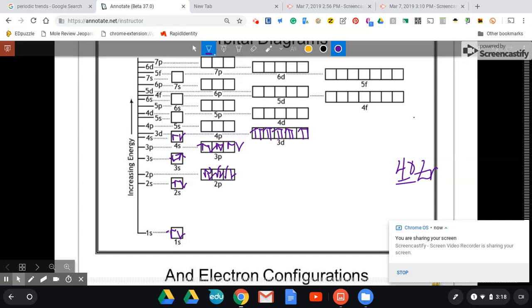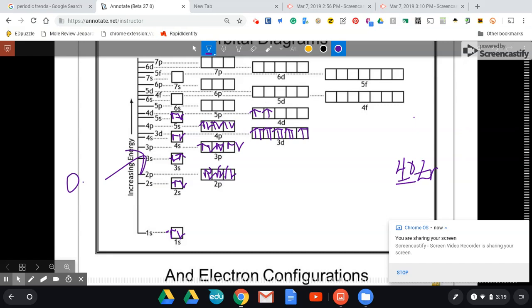Okay, so if I look here at 3d10, I've got 30. I need 10 more. So from 3d, look at your dashed lines. You're going to go to 4p. Okay, I need all 6 of the 4ps. So now I'm back at 5s. All right, 5s2 would give me 38. So I need 2 more. So I'm going to go to 4d. And that is my orbital diagram.